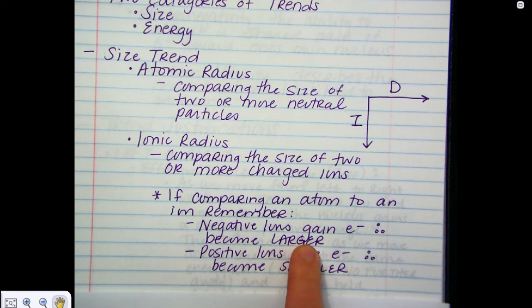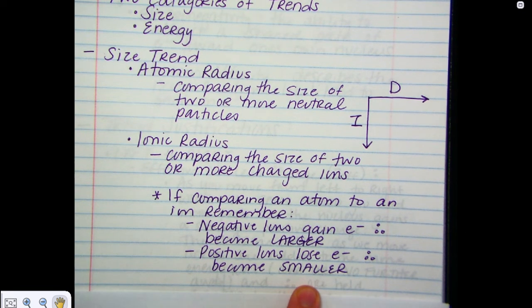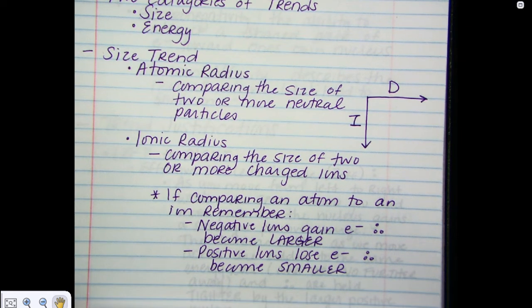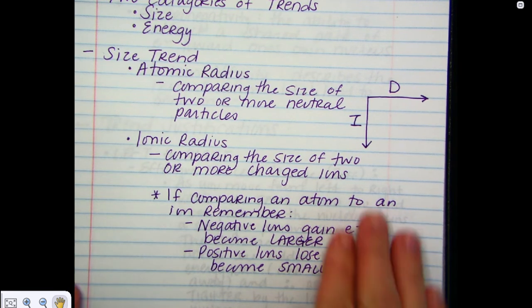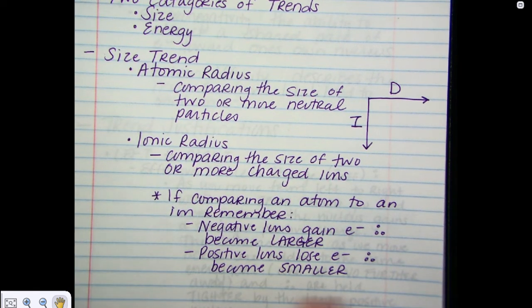If you think about that tug-of-war analogy I just made, the tug-of-war there is skewed in the direction of the electron. The electrons are going to be able to spread out more, and then you're going to have larger ions. Positive ions lose electrons, so that means I have an advantage on the proton side of our tug-of-war, pulling the electrons in more tightly. Okay, so those are our size trends. We'll get into the specific justifications of these when we get to the justification portion of this lecture.